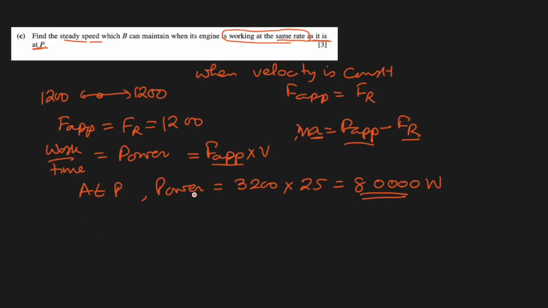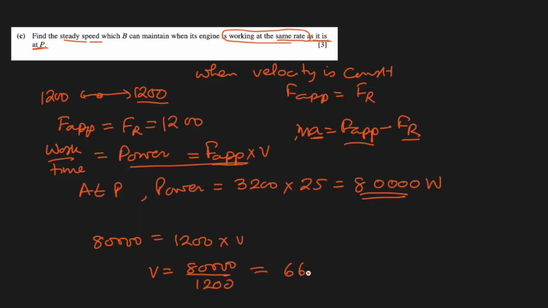So what will be the speed? So we'll use the same formula now. The power is 80,000 for us. But now the applied force has reduced. It has reduced to 1200. So what will be the speed? So the speed will be 80,000 divided by 1200, which is 66.66 meters per second, rounded off to 66.7 meters per second.